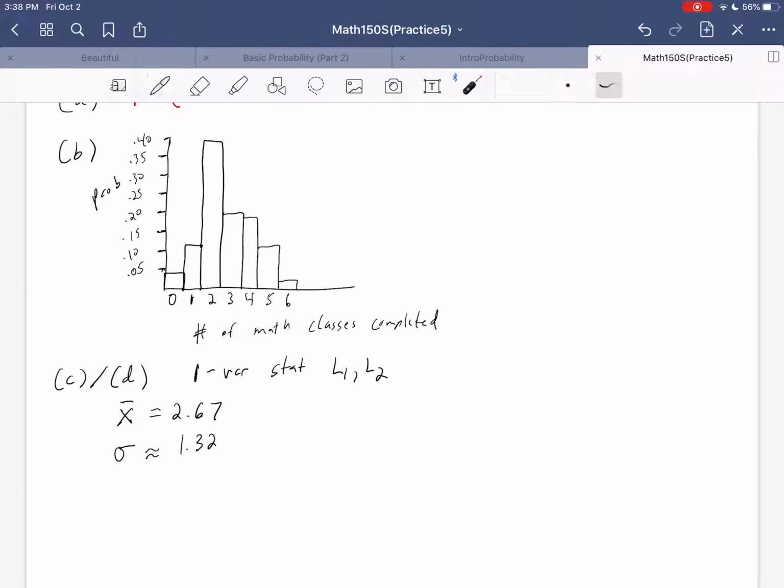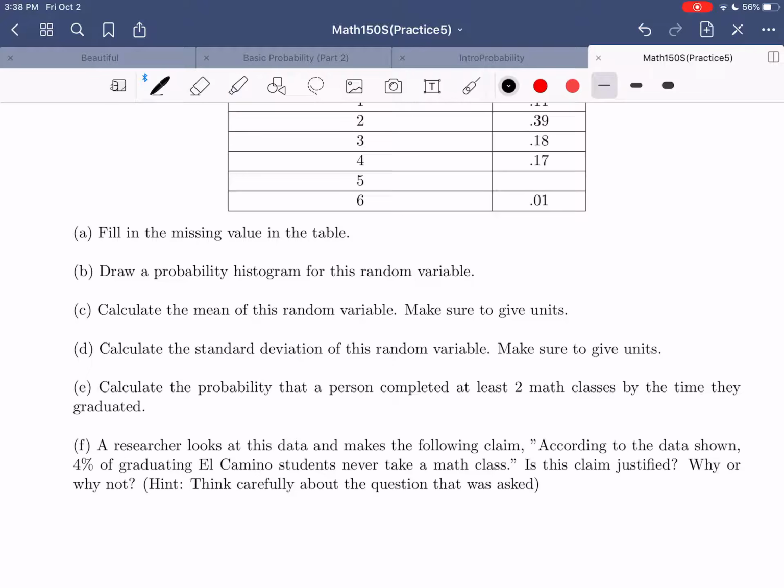What are the units here? Well, we're measuring the number of math classes completed, so each of these would be in classes. So the average amount of math classes completed, according to our data, is 2.67, where the standard deviation is 1.32 classes. All right, we've got a couple last little things to wrap up here.